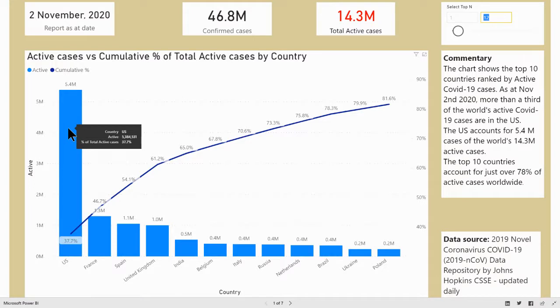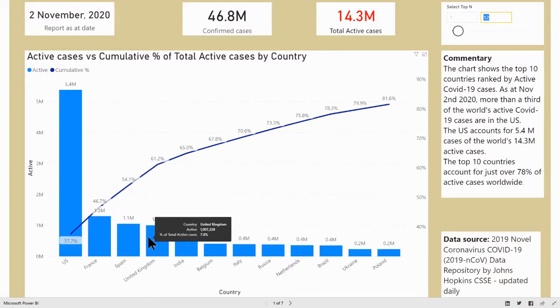So almost 4 million of the 14.3 million cases, more than a third of the active cases of COVID, are actually accounted for by the US. And then in Europe, we have France, Spain, United Kingdom would be the next set of countries with the highest number of cases of COVID, followed by India, etc.